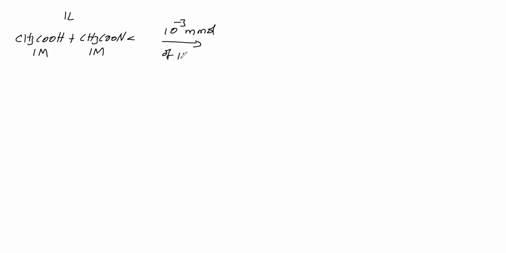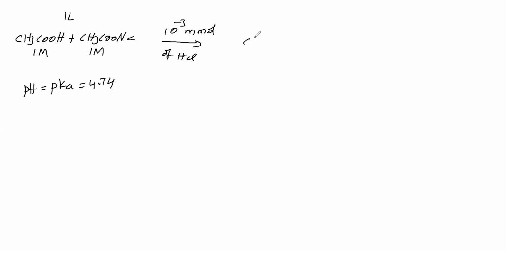Okay, sir. Now we will take a buffer solution. We are taking acetic acid plus sodium acetate. This is 1 molar, this is 1 molar. Here 1 liter solution. Let us add 10 power minus 3 millimoles of HCl. This many millimoles of HCl we are adding. For this, we have found pH is equal to pKa, that is equal to 4.74. Now we added HCl. What will happen? We will see.